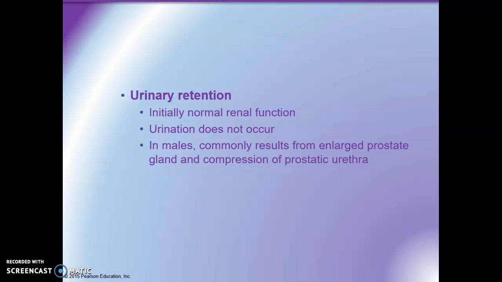Urinary retention: initially a person has normal renal function, and then urination just does not occur. And in males, this commonly results from an enlarged prostate gland. This would be older males, and it would be called benign prostatic hypertrophy, and what this does is it results in compression of the prostatic urethra.